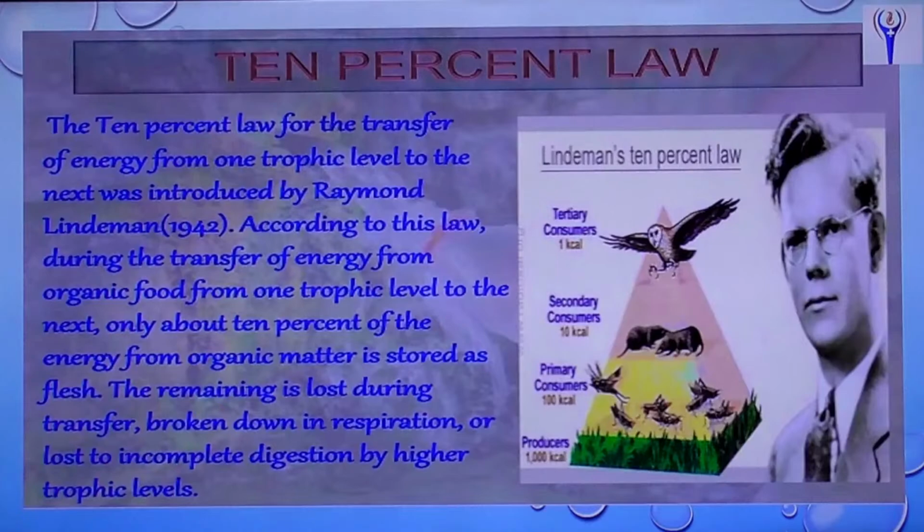According to this law, during the transfer of energy from one trophic level to the next, only about 10% of the energy from organic matter is stored as flesh. The remaining is lost, broken down in respiration, or lost to incomplete digestion by higher trophic levels.